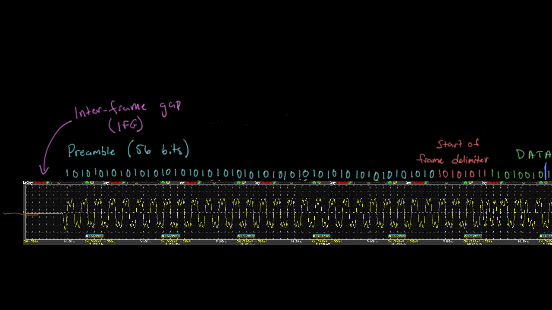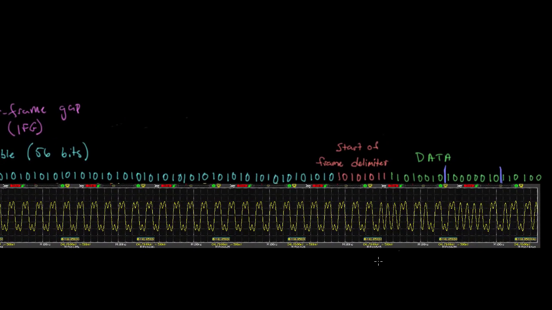So there's the preamble of 56 ones and zeros, and it keeps alternating 1, 0, 1, 0, 1, 0. And then it gets to this point where we get to the start of frame delimiter. It continues 1, 0, 1, 0, 1, 0, and then the last 2 bits of the start of frame delimiter are 1, 1. So even if the receiver synchronizes partway through this, it's going to see this stream of ones and zeros. It may not know where it is among those 56 bits.